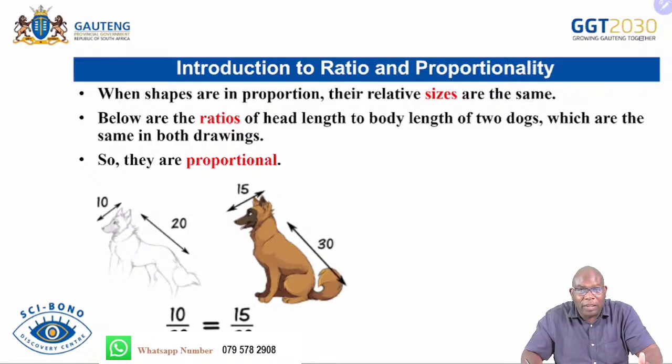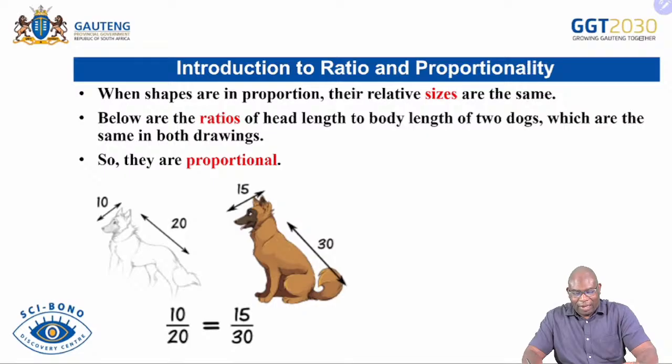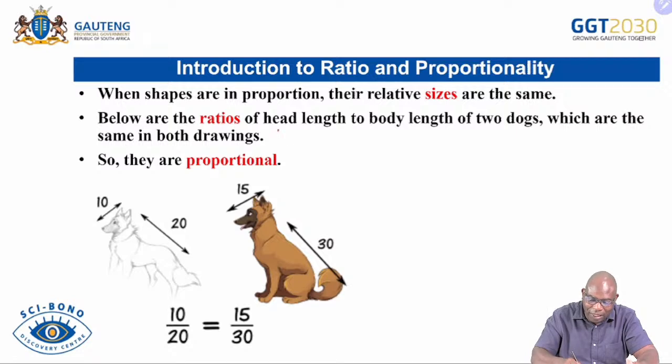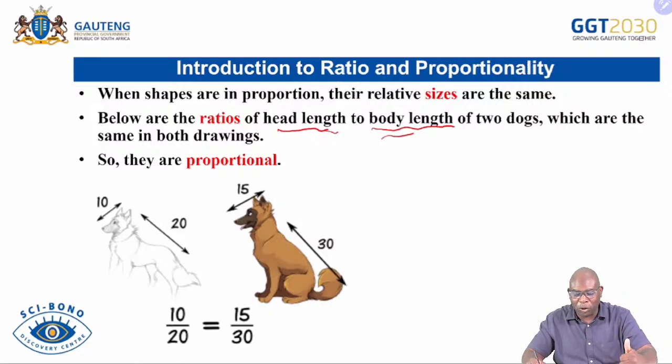Now let's look also at the shapes. We're not talking about shapes there; we're talking about the numbers. Now let's talk about the shapes. When shapes are in proportion, their relative sizes are the same. So meaning that in the picture below, we've got 2 dogs there, love dogs. Below are the ratios of the head length to the body length of the 2 dogs, which are the same in both drawings. You see, those dogs are the same.